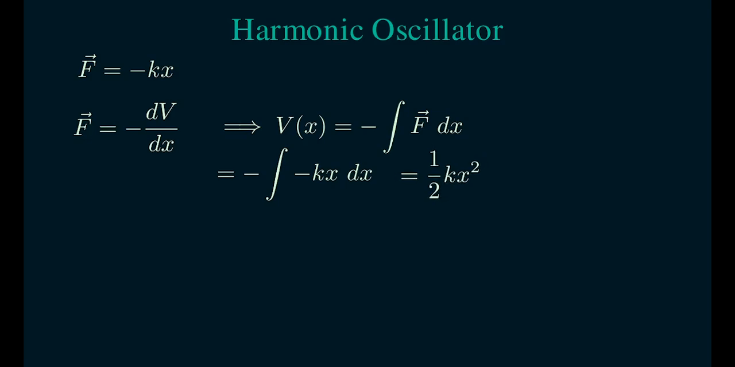Let's write this in a different form by introducing a constant omega squared equals k over m, where m is the mass of the particle. Thus, V of x can be written as follows.